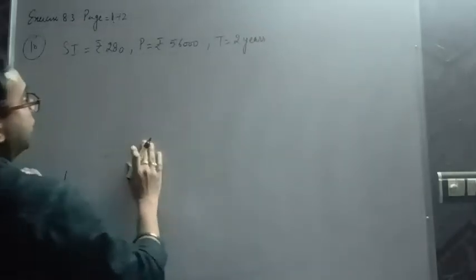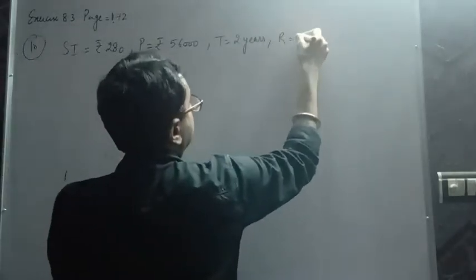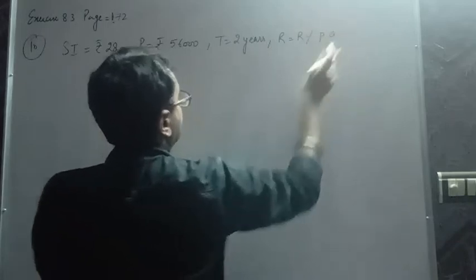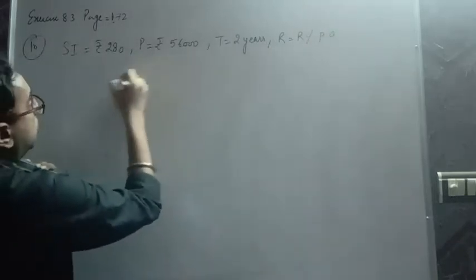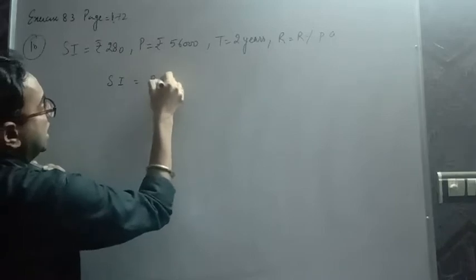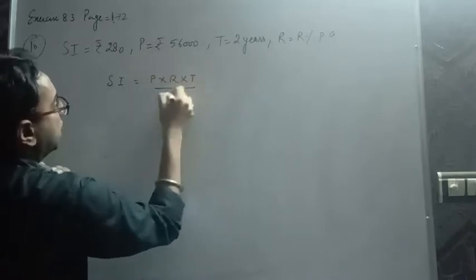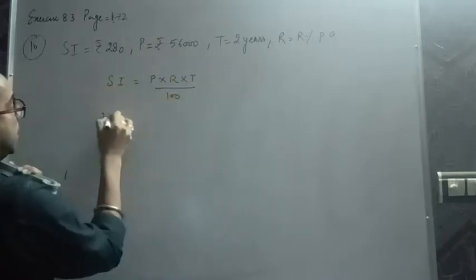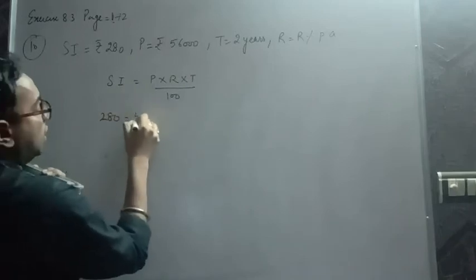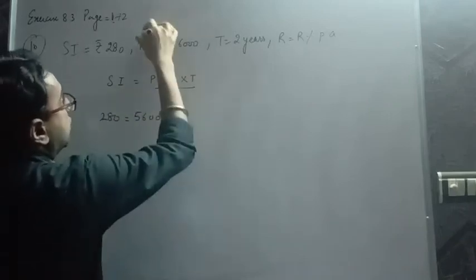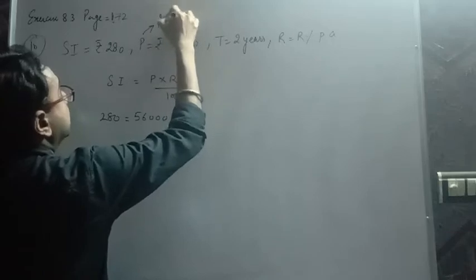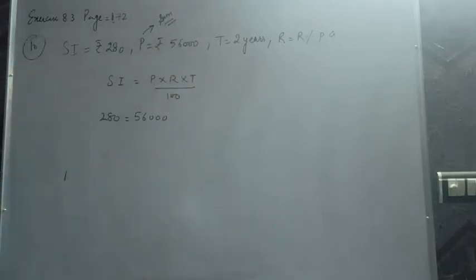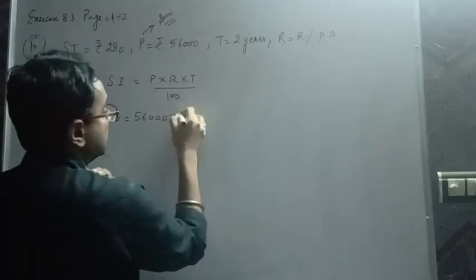The rate is not given, so let R be R percent per annum, do remember. So SI is equal to P into R into T upon 100. What is SI here? 280 rupees. What is principal here? 56,000. Do remember, principal or sum, one and the same thing. I told you it is also known as sum. Don't get confused. R remains the same.